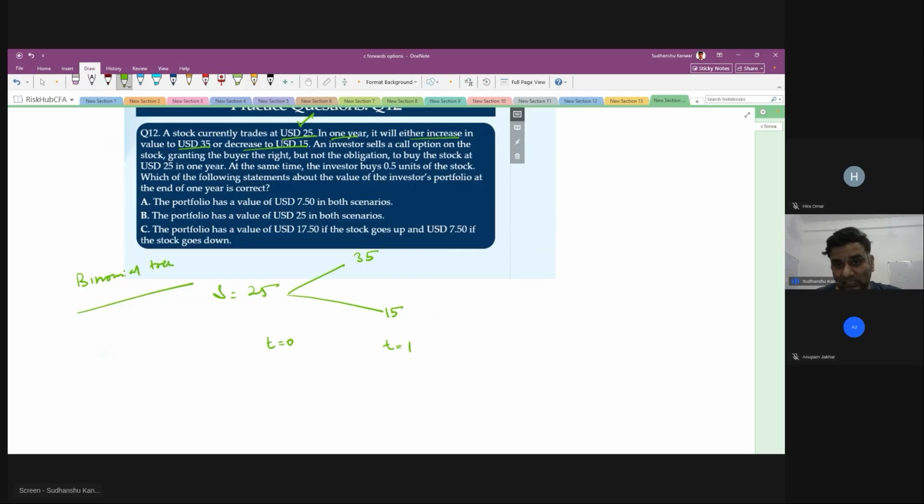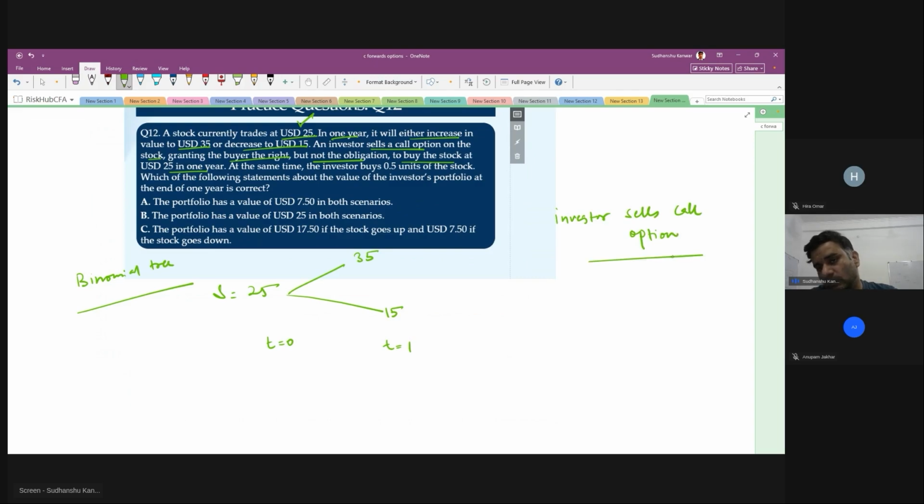An investor sells a call option on the stock, granting the buyer the right, but not the obligation, to buy the stock at USD 25 in 1 year. So the investor sells a call option.